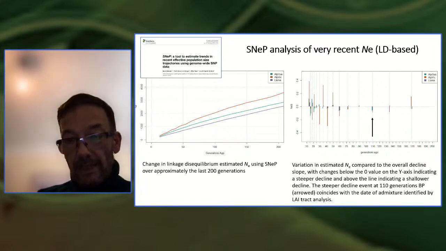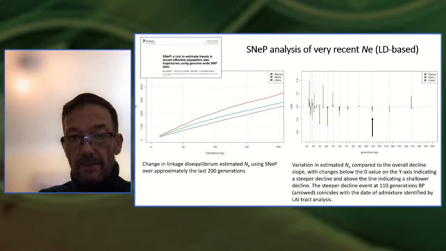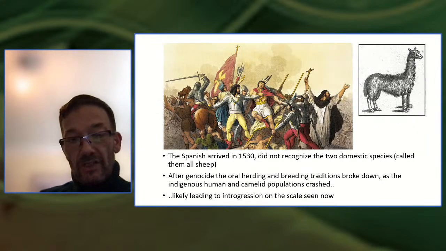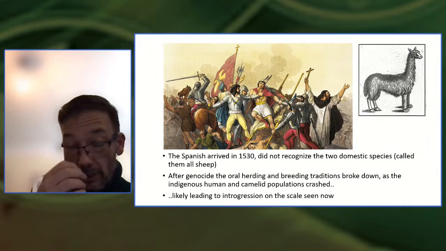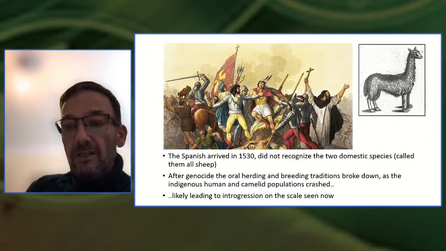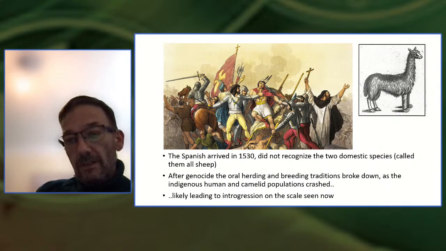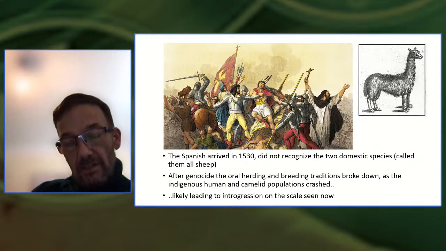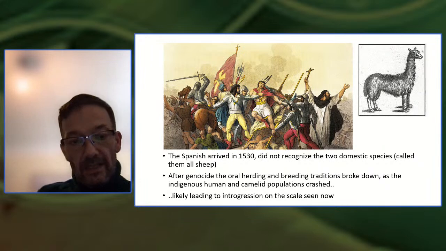So what could that actually be? Next slide. Well, it turns out that the average generation time for South American camelids is about 5 years. And if you do the maths, the best fitting event that may explain what's happened here is the arrival of the Spanish conquest in 1530.